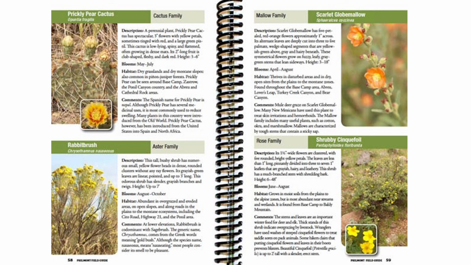So, looking at rabbit brush down here, it describes it. This is a tall, brushy shrub, has numerous small yellow flower heads in dense rounded clusters without any ray flowers. Okay, so it describes a little bit about what it looks like, and then it blooms, its habitat, and then other little comments. Okay, nothing too big, nothing too fancy. It's got a picture, it's got its common name, and it's also got its scientific name. Okay, I want both of those. Basically, I want to be able to take your thing and use it in the wild to identify plants.